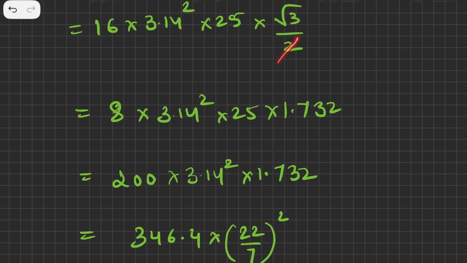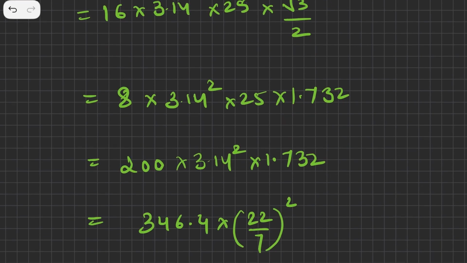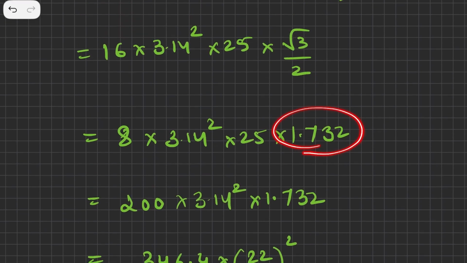Then I'll just cancel the 2 ones and the 2 eights. So you get 8 into 3.14 square into 25 into 1.732. Now 1.732 is basically the value of root 3. Now from here on the calculation might differ. Like if you do not remember this value, then you definitely have to apply log and solve. In case you remember the value 1.732 for root 3, then yes, you can do it further.